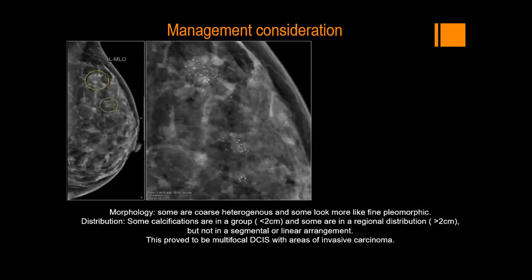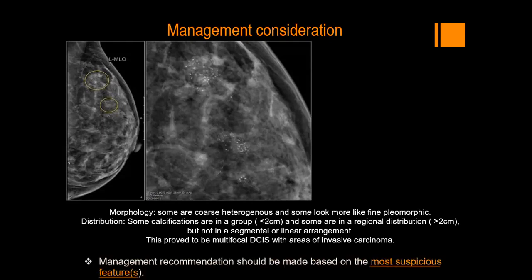And in this case, here we have multiple groups of coarse heterogeneous calcifications but with fine polymorphic ones. If there were multiple groups of coarse heterogeneous calcifications, it would be BI-RADS 3. But with the presence of polymorphic calcifications, I have to upgrade it to BI-RADS 4B, and biopsy should be considered. And in this case, it was multifocal DCIS with an area of invasive component.